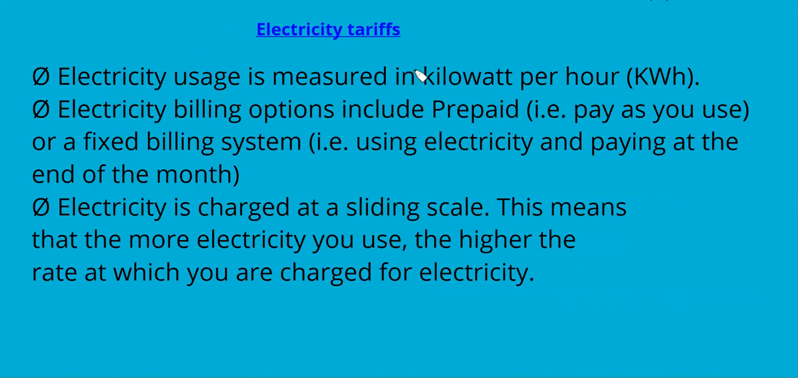Electricity usage is measured in kilowatt hours. Electricity billing options include prepaid, pay as you use, and a fixed billing system where you receive a bill after usage. So you use electricity, then you pay after. That's the system that was there before, where they come and take the meter measurements, then give you a bill. Electricity is charged at a sliding scale. This means that the more electricity you use, the higher the rate at which you are charged for electricity.